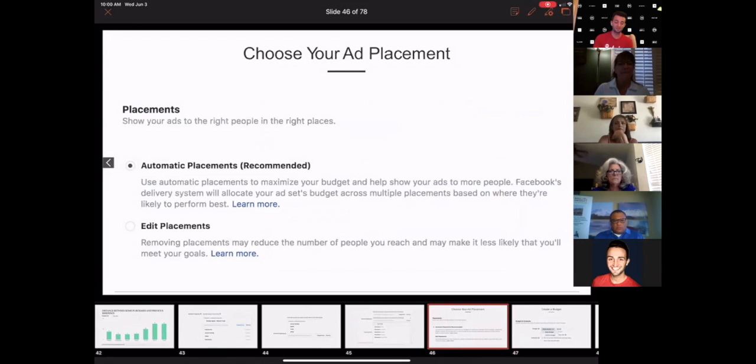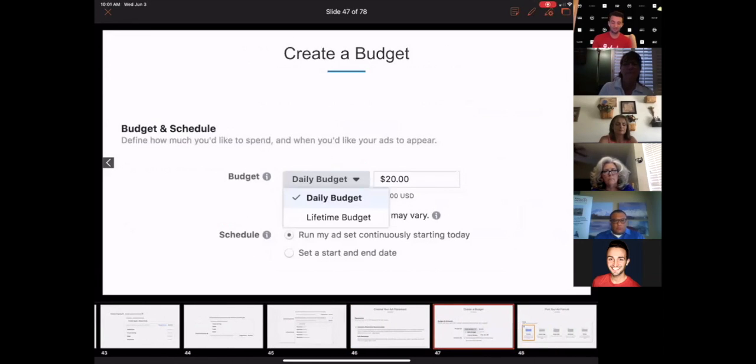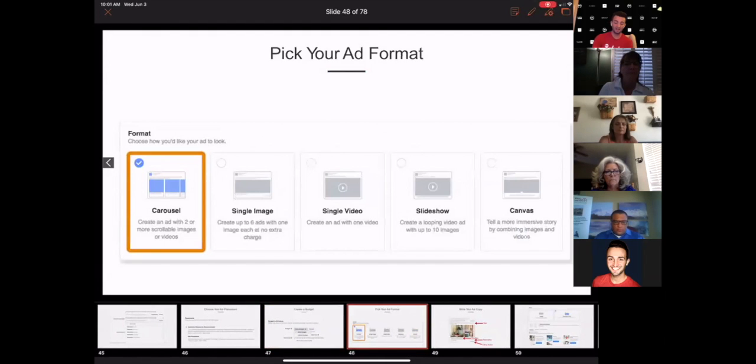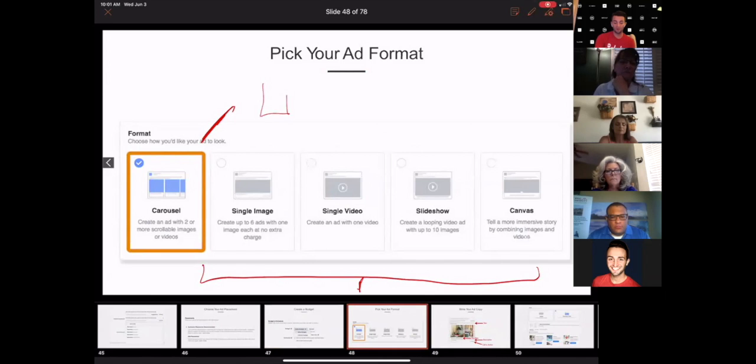You can choose to edit and do specific ad placement, or you can let Facebook do its own thing with its algorithm. It is recommended that you let Facebook do its own thing. You can have your daily budget or a lifetime budget. I love these different options that we can have now. A lot of people really love this carousel ad. When you're swiping, it's multiple, like it shows right here, 1, 2, 3. You can have multiple on there.